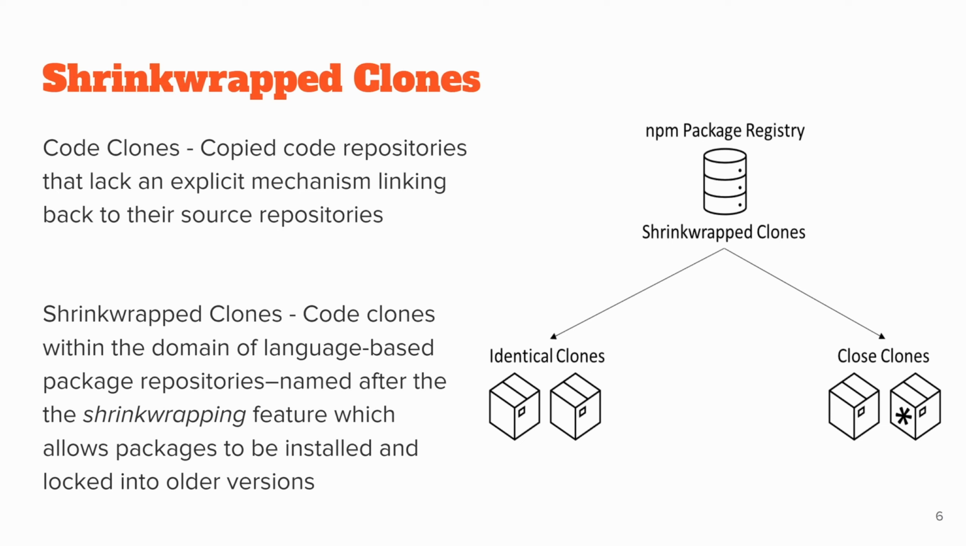While we believe that the shrink-wrapped clone phenomenon generalizes to other language-based package repositories, we focus our study on NPM because it's the largest and most popular of such repositories. More specifically, shrink-wrapped clones are comprised of two distinct types of clones. First is identical clones, which contain source code that is identical to that of an existing package. And second is close clones, which make potentially significant syntactic and/or semantic changes to the code of an existing package, but these changes are generally localized to a small number of files.